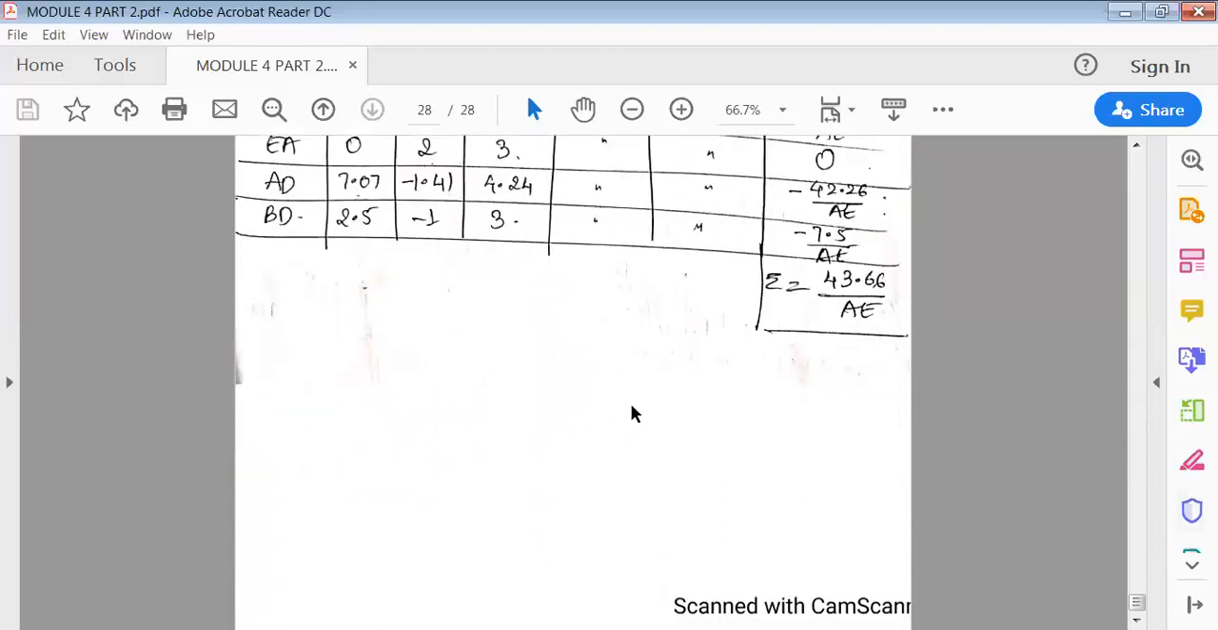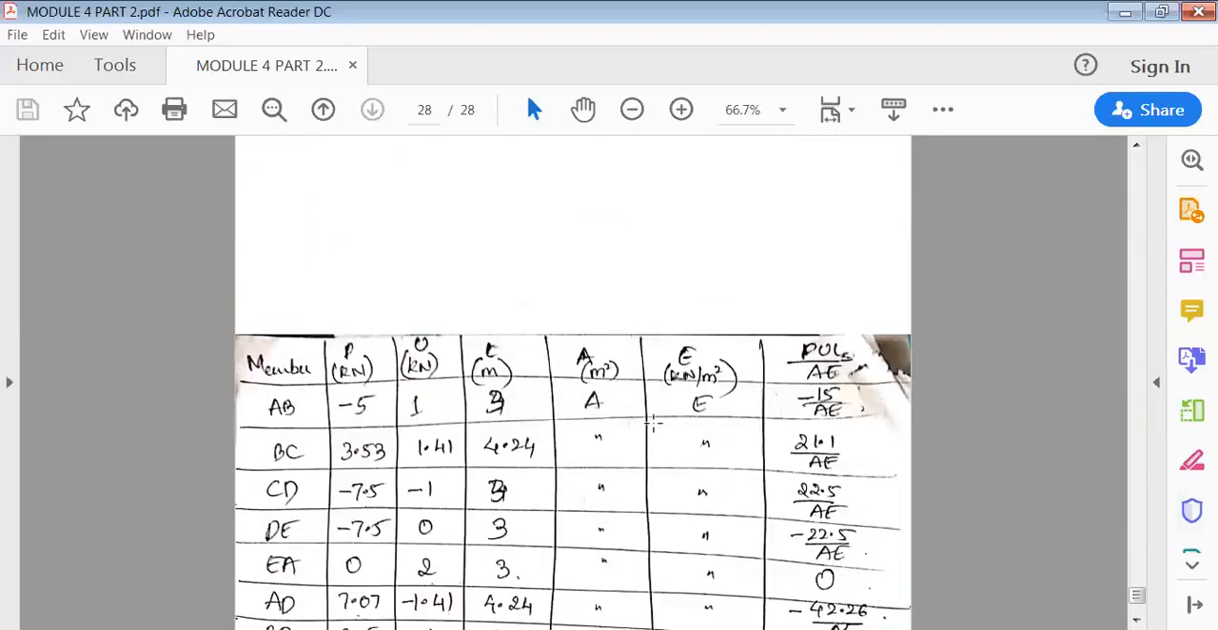Okay. This is how you solve the truss using unit load method.